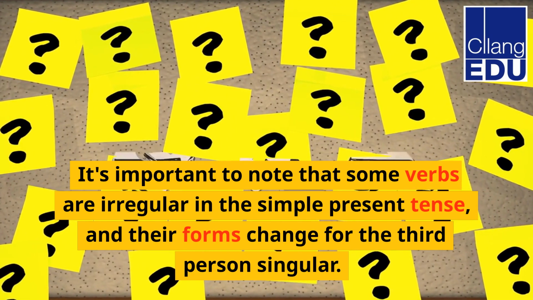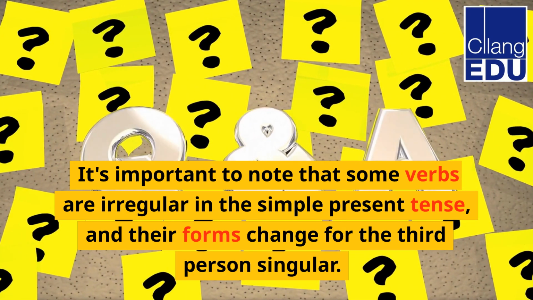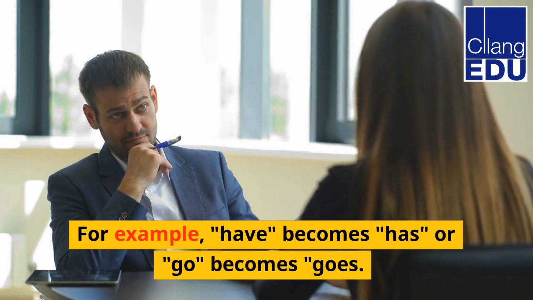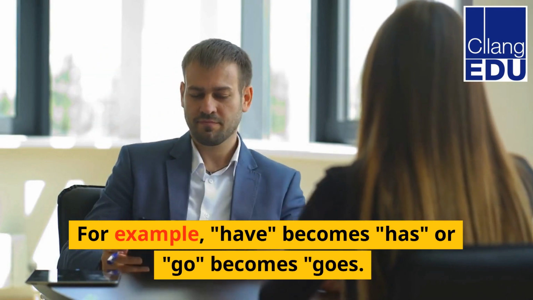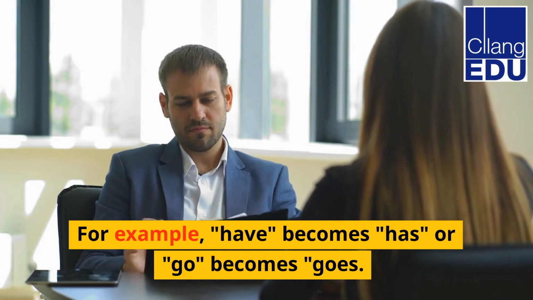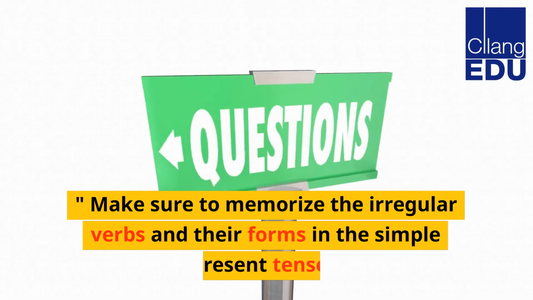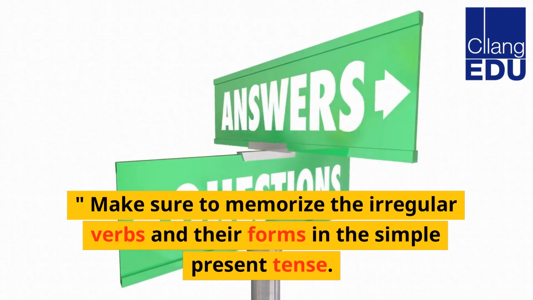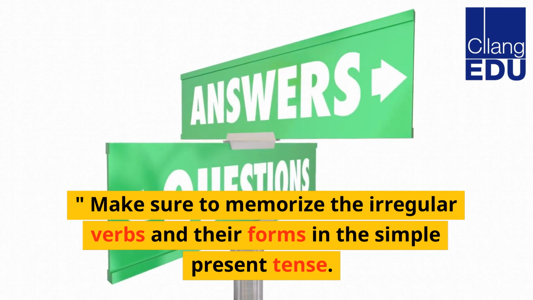It's important to note that some verbs are irregular in the simple present tense, and their forms change for the third person singular. For example, have becomes has, or go becomes goes. Make sure to memorize the irregular verbs and their forms in the simple present tense.